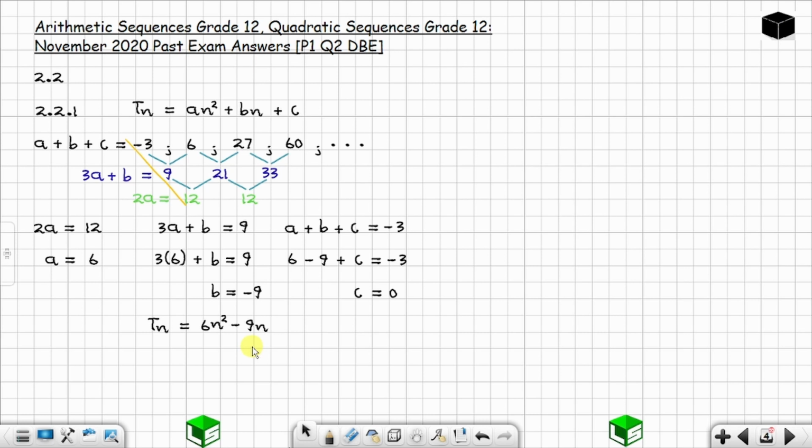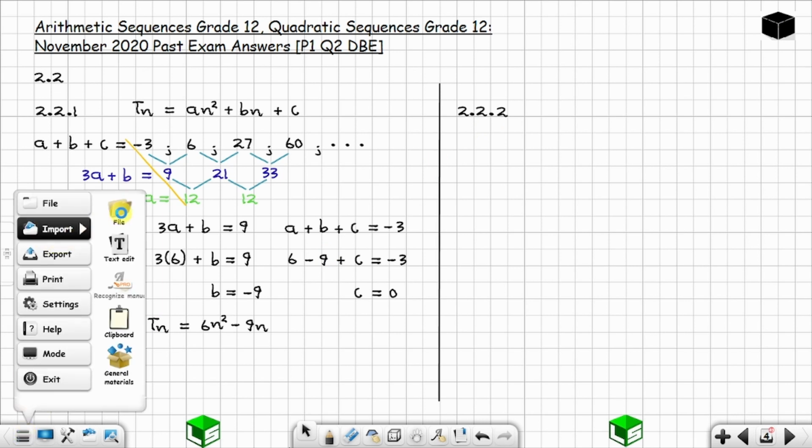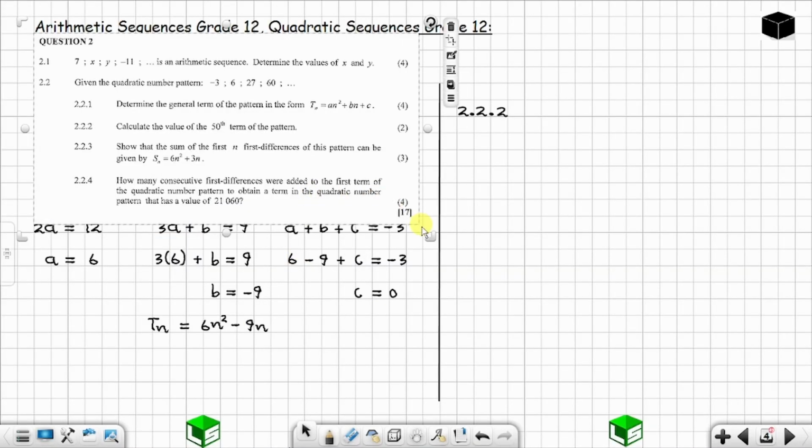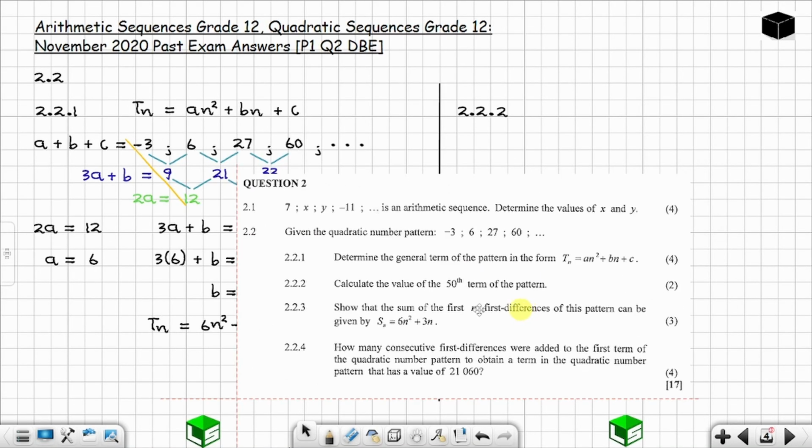Now let's move on to the next question, which is 2.2.2. Let me make a line here, and let's do 2.2.2. Let me get the question again. Question 2 from November 2020. Now it's 2.2.2. Calculate the value of the 50th term of the pattern. You need to get T50. You are going to use this general term.